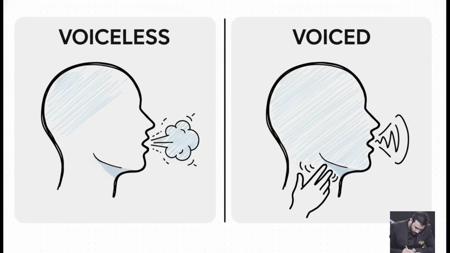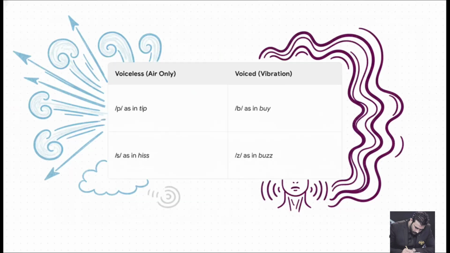And the best part is you can feel this. Go ahead, try with me. Put your hand gently on your throat. We're going to feel the difference. Okay, you got your hand on your throat? Look at that first pair. Let's make the p sound from the word tip. Just the sound itself. P, p, p. You should only feel a little puff of air, right?